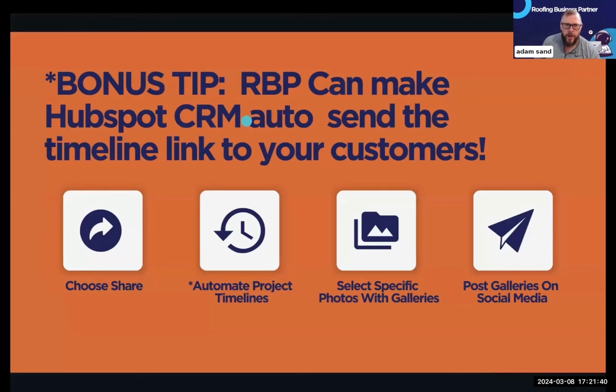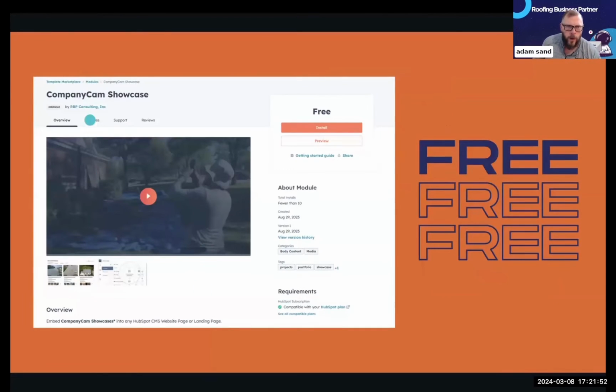So RBP can help you make this, right? You just choose share, you automate these project timelines, and then you follow the process and the pictures will go in, right? So we've talked a bit about this. I want to make sure you guys know where to find this. If you want this, there's two things here, the timeline and the showcase. I moved this slide into the wrong spot. I apologize. If you are on HubSpot CMS, you can go here. It's free. You install it, and it makes it easy to put the module on your website. It's right up there in your template marketplace.